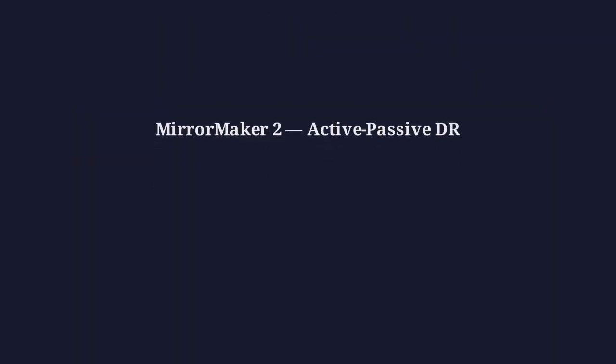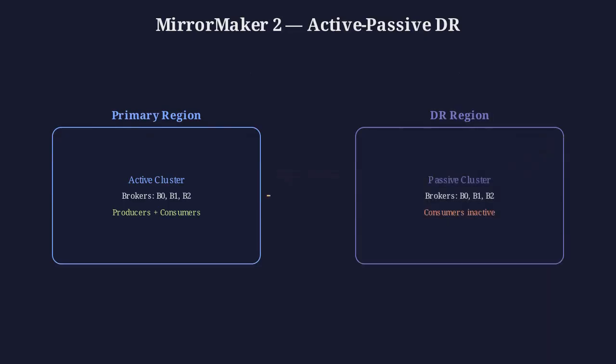To recap, 5 complementary patterns that work in layers. Replication with RF equals 3 and min.insync.replicas equals 2 for durability within the cluster. Rack awareness to distribute replicas across availability zones. A minimum topology of 3 brokers across 3 AZs to tolerate complete zone loss. Cruise Control to maintain healthy distribution over time. And MirrorMaker 2 for cross-region disaster recovery.